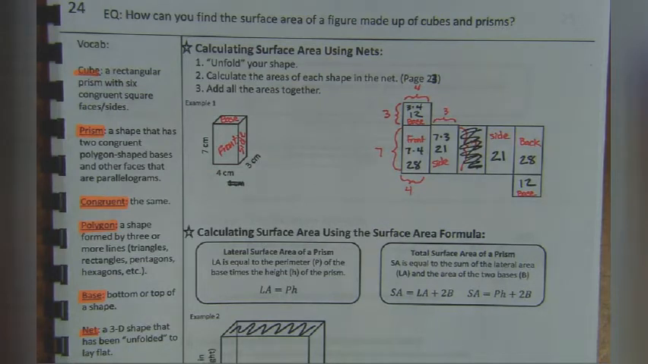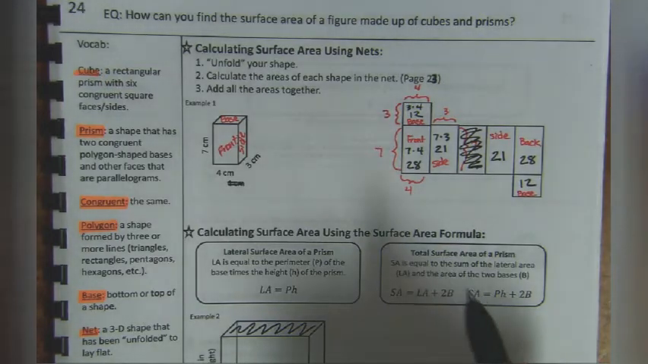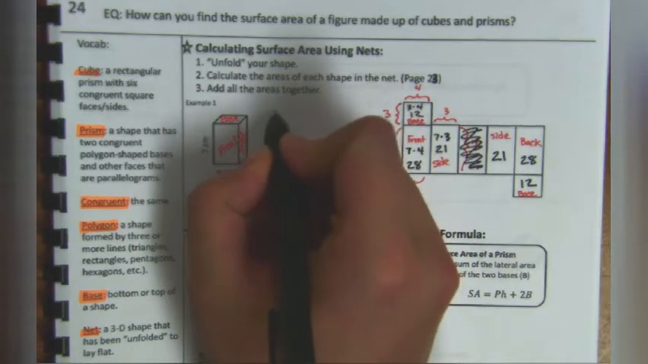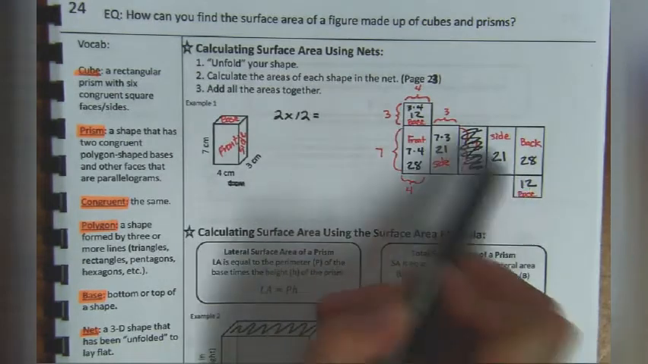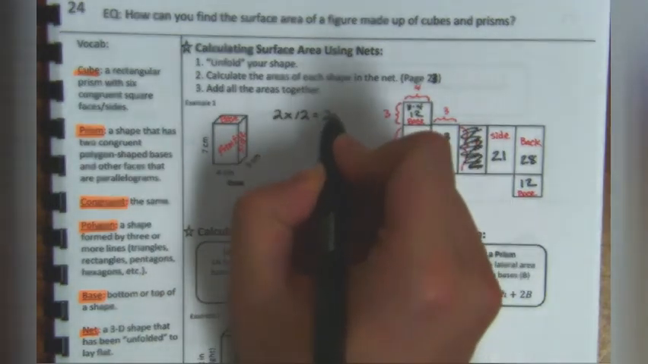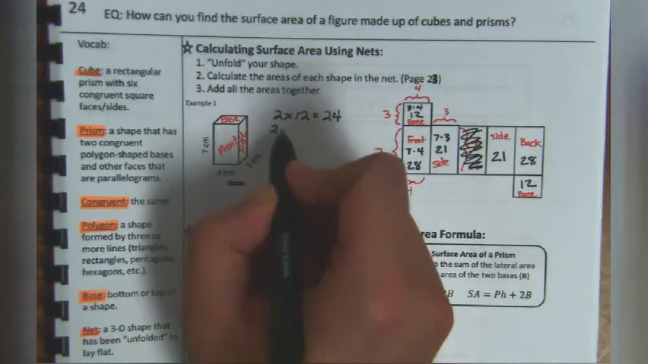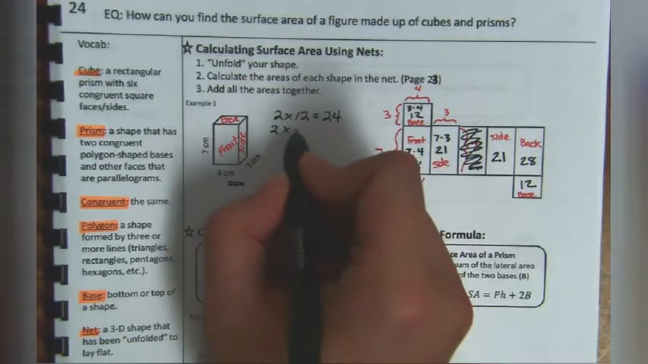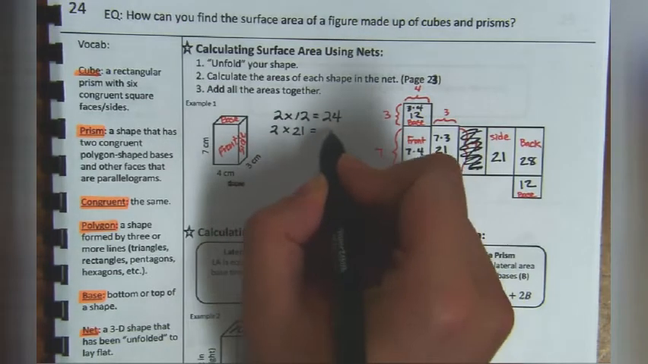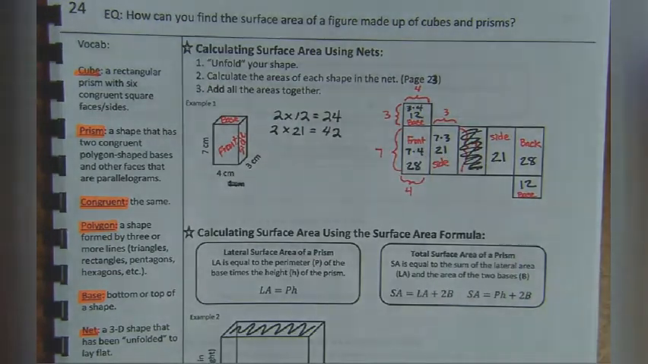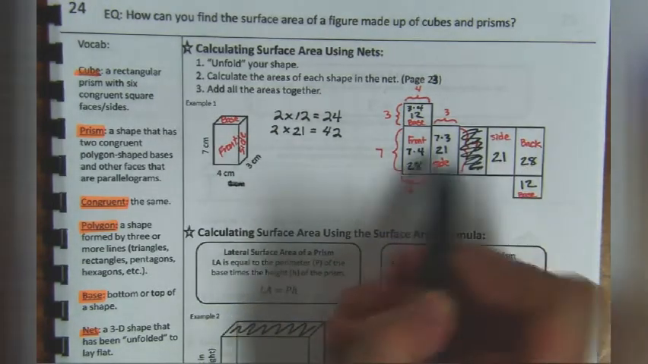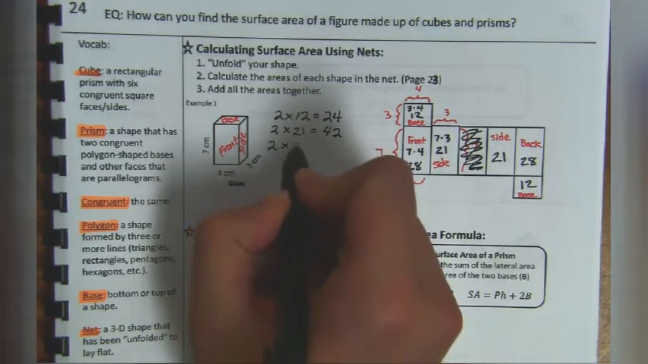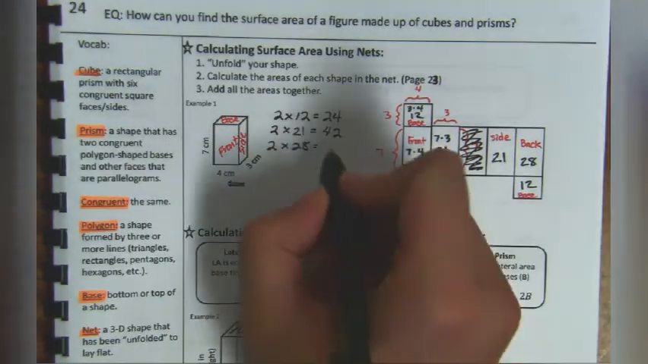Okay, so you guys can add these together in 2 separate ways. So you could say, all right, there are 2 bases that are 12. Okay, right? 2 bases that are 12. 2 times 12 is 24. There are 2 sides that are 21. That gives me 42. And then there's a front and a back that are also the same, so 28. So we're going to say 2 times 28. And that gives me 56.